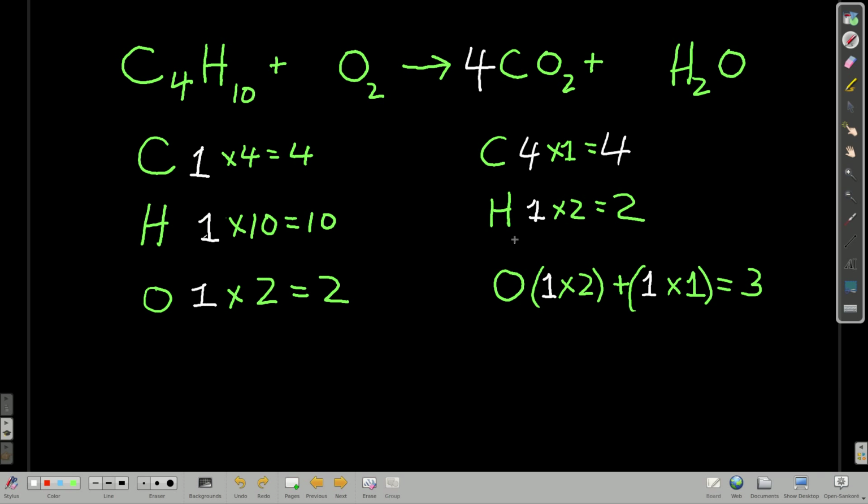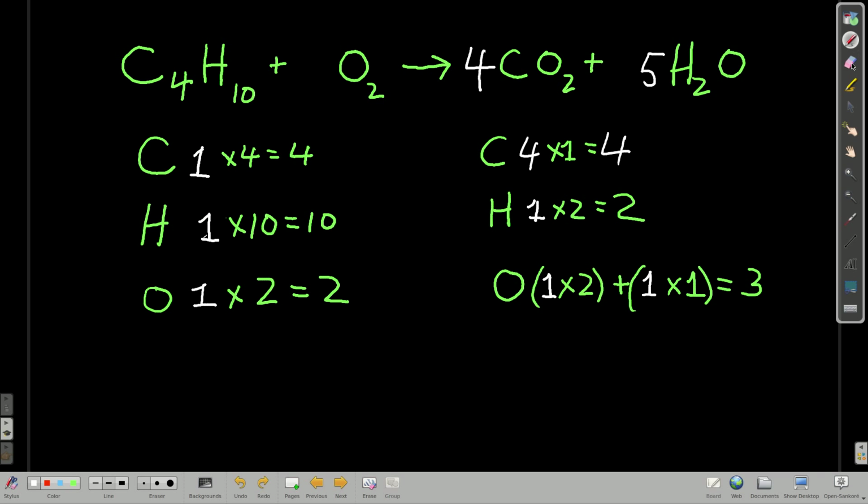Now let's go to the hydrogens. 1 times 10 is 10. 1 times 2 is 2. We have fewer over here, so we're going to multiply this coefficient by something to get it to be 10. Well, 2 times 5 is 10, right? So 2 times what is equal to 10? 5. Easy, right? So we put a 5 here.